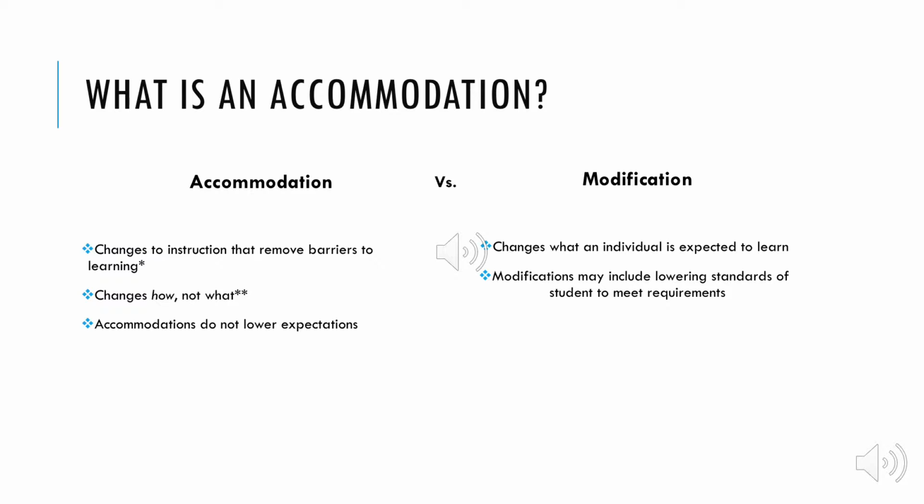It's a change that removes any potential or current barrier to instruction and will provide an individual equal access to learning. It also does not change what the individual is learning, it changes how they learn. For example, a student who has difficulty reading may be given an audiobook. This removes the barrier of the reading difficulty and allows the student to still have equal access to learning. Accommodations do not lower expectations of what the student is required or expected to know.